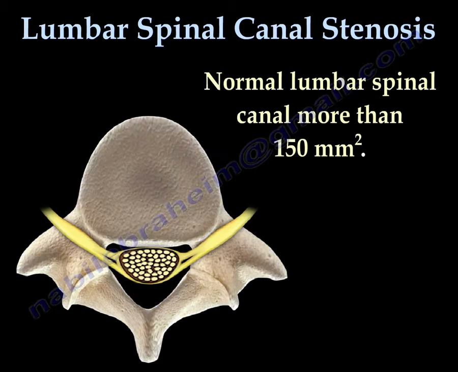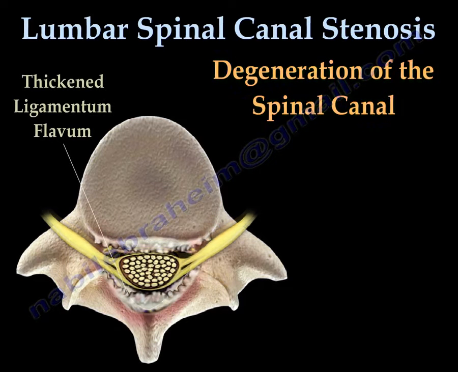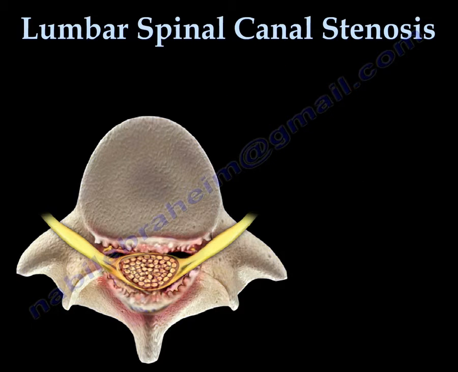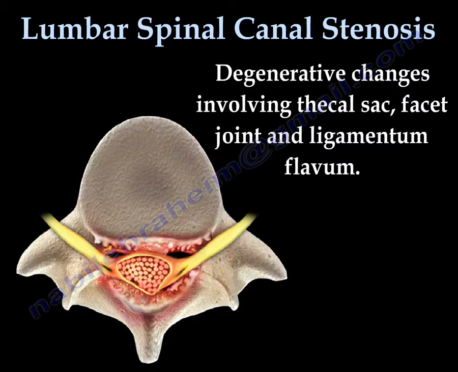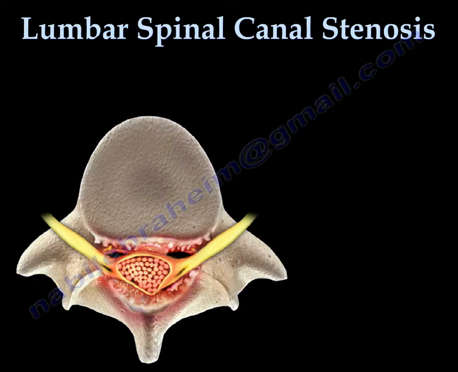Normal lumbar spinal canal is more than 150 millimeter. Degeneration of the spinal canal and thickened ligamentum flava will cause stenosis. Absolute stenosis when the spinal canal is less than 100. Degenerative changing involving the thecal sac, the facet, and the ligamentum flavum will cause central stenosis.